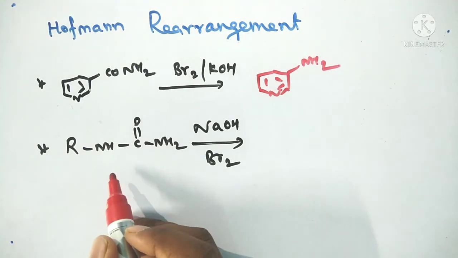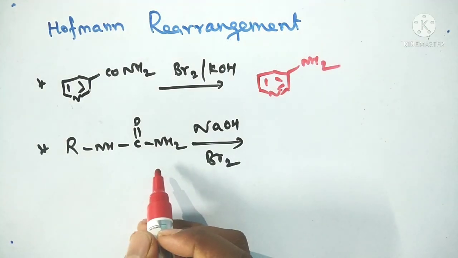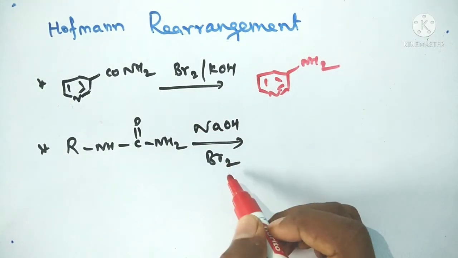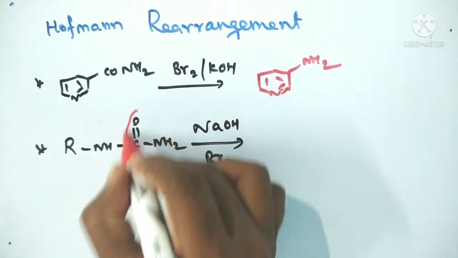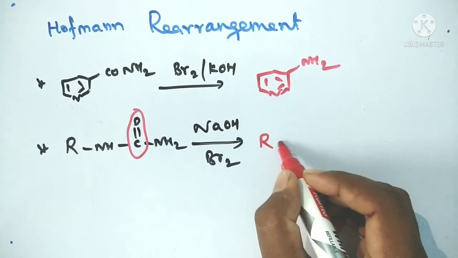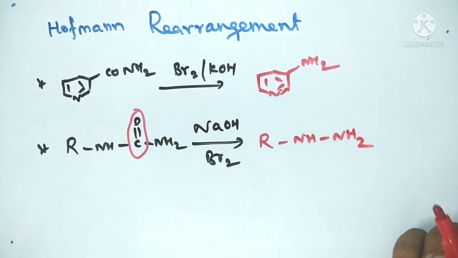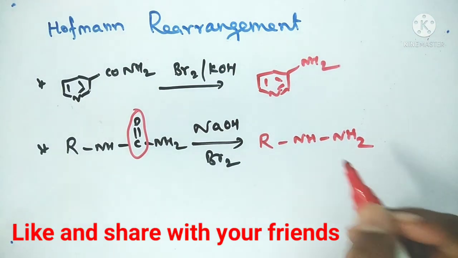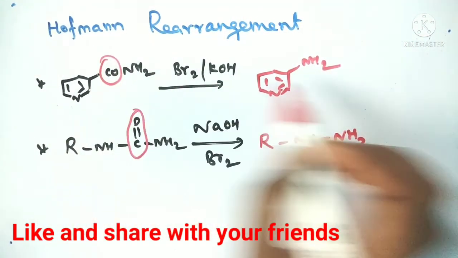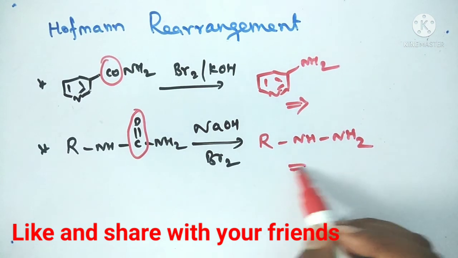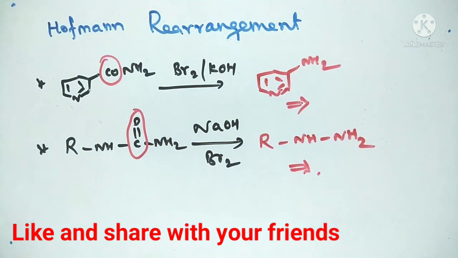This is N-alkyl urea. So what will we get in the presence of base and bromine? You will lose the carbon atom. So you will get NH bond NH2, a hydrazine. So amide is converted into amine. In the presence of bromine and alkali, amide is converted into amine, called Hofmann rearrangement.